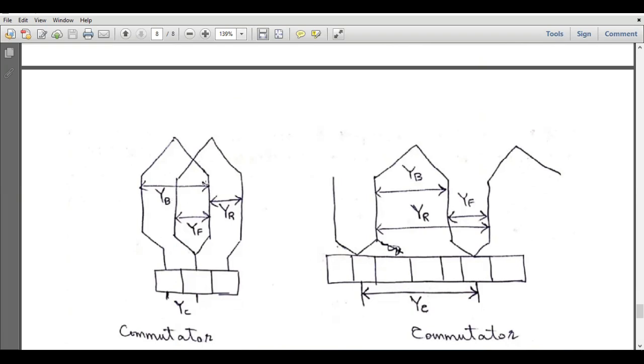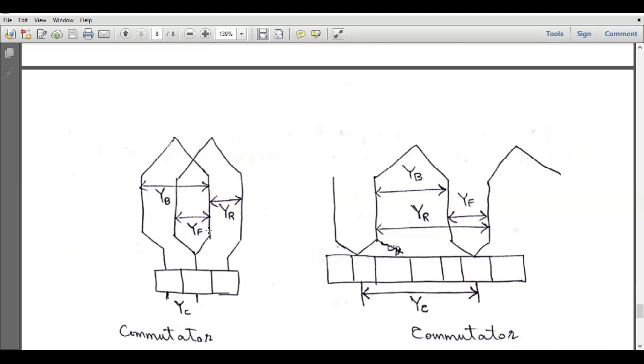This is the back pitch, or back pitch is the distance between the two ends of a coil from the back side, right? This is the back side and this is the front side. Front side is also called as commutator side, and these are the commutator segments. So the number of slots which are spanned by the coil from the back side is called back pitch, and the number of slots which are spanned by the coil from the front side is called front pitch.